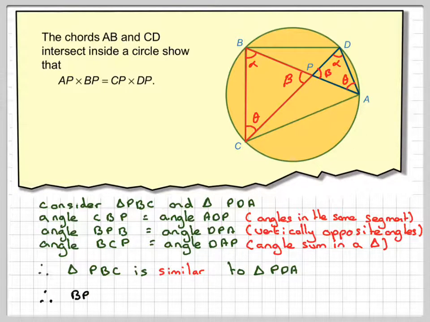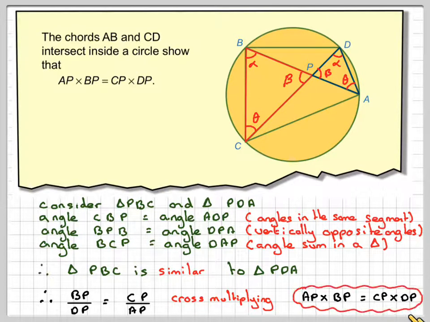Now, if they're similar triangles, then their sides are in the same ratio. So we can now say BP, this distance here, over DP, this distance here, is equal to CP over AP. And then if we cross multiply, multiplying that up here and this up here, we end up with the required result, which is AP times BP is equal to CP times DP.